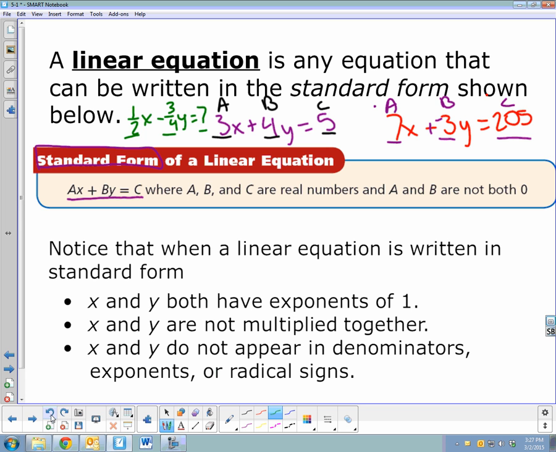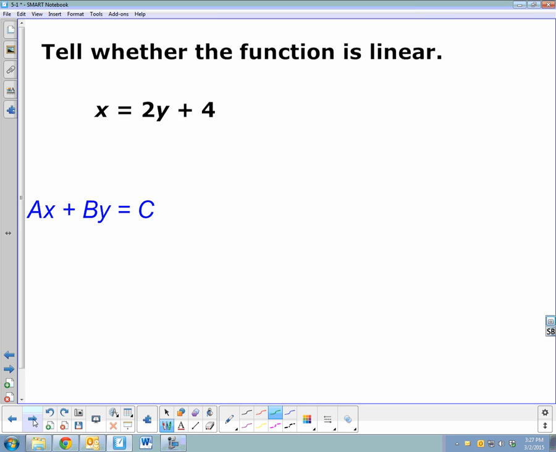So we're going to be asked to identify some linear equations, linear functions. We're going to be asked to say, is this a linear function? Tell whether the function is linear. If we can get it in that form, ax plus by equals c, then we know it's a linear function. It's not quite there. We've got x equals 2y plus 4. It's not quite in that form. However, I could solve and try to get it in that form.